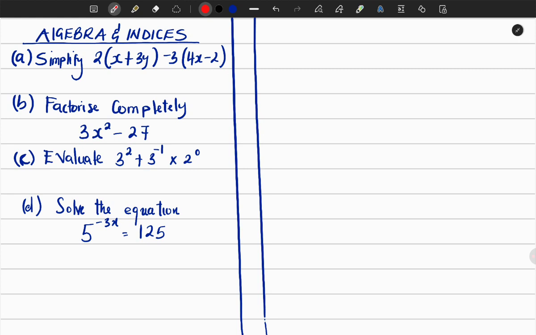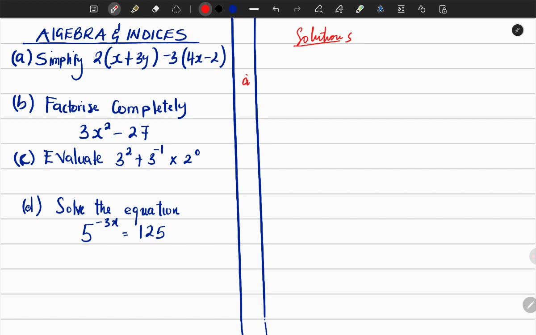I'm back here with another question. In fact, 4 questions under algebra and indices. Let's see if you still remember these basics. Okay, so we don't waste time. Solutions.